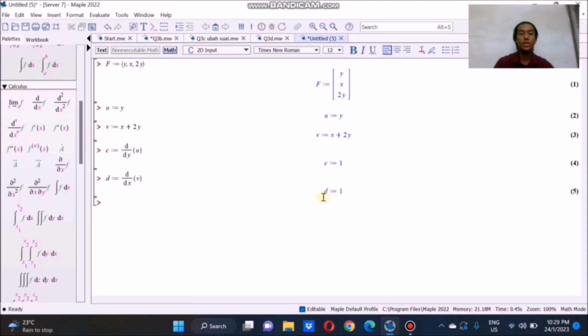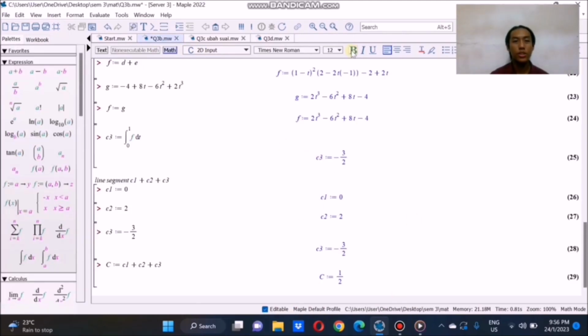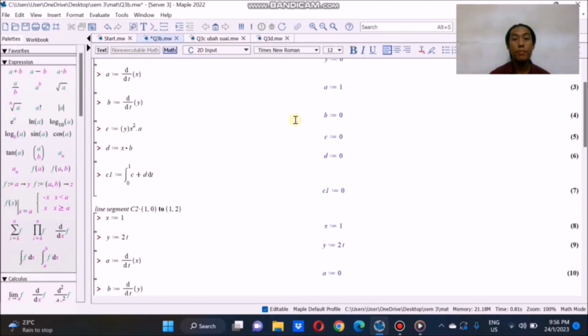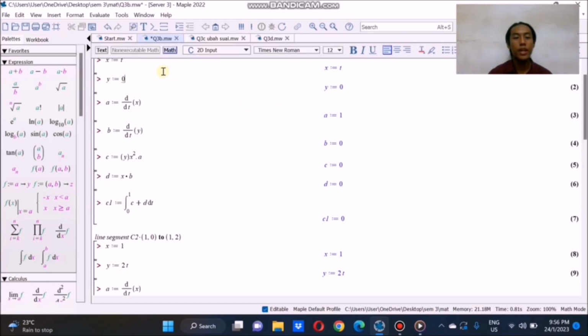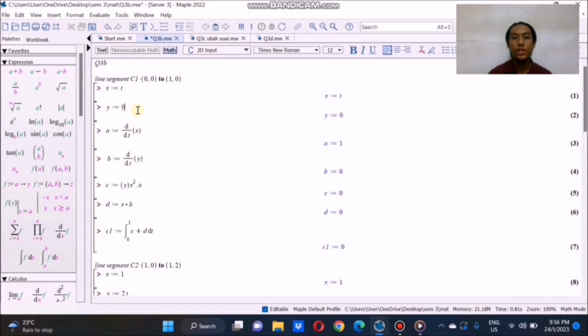So for this equation, it shows that F is conservative on the domain because c and d are equal to 1. Now I am presenting the solution from the software Maple 2022 that I will use for the solution. So I will explain question 3b.